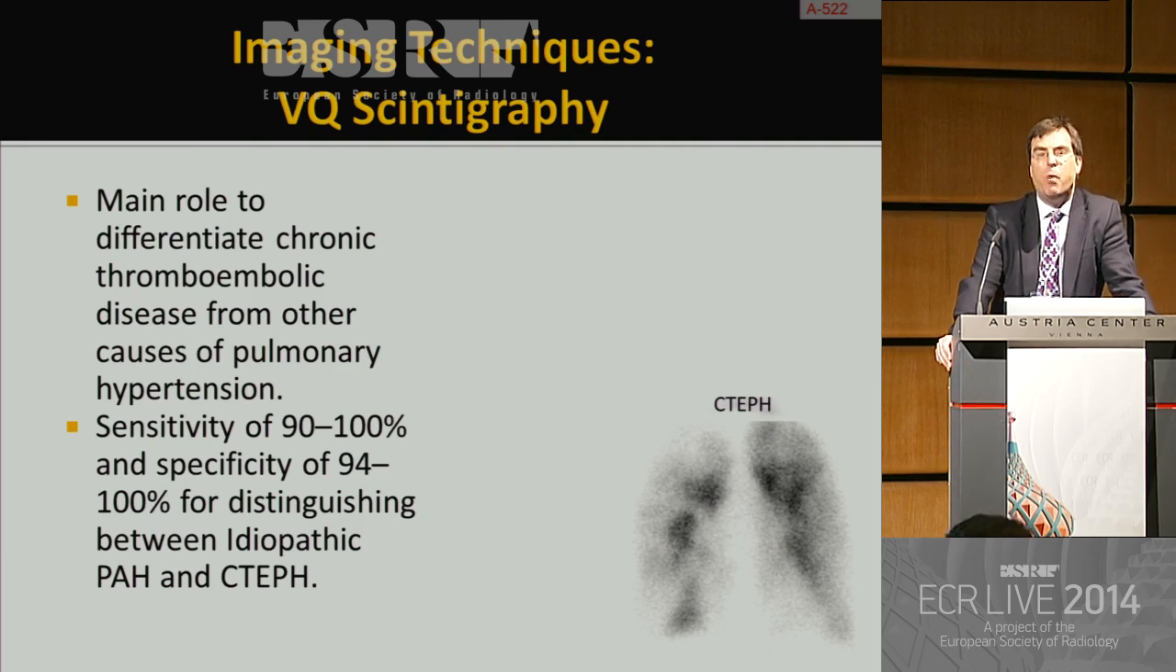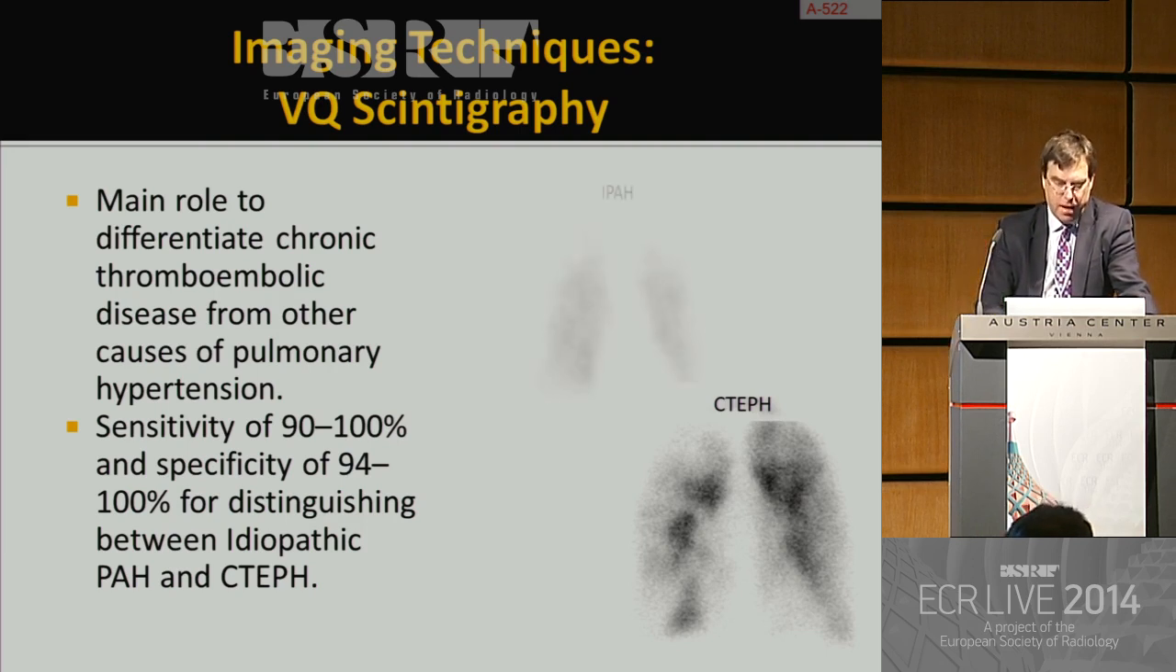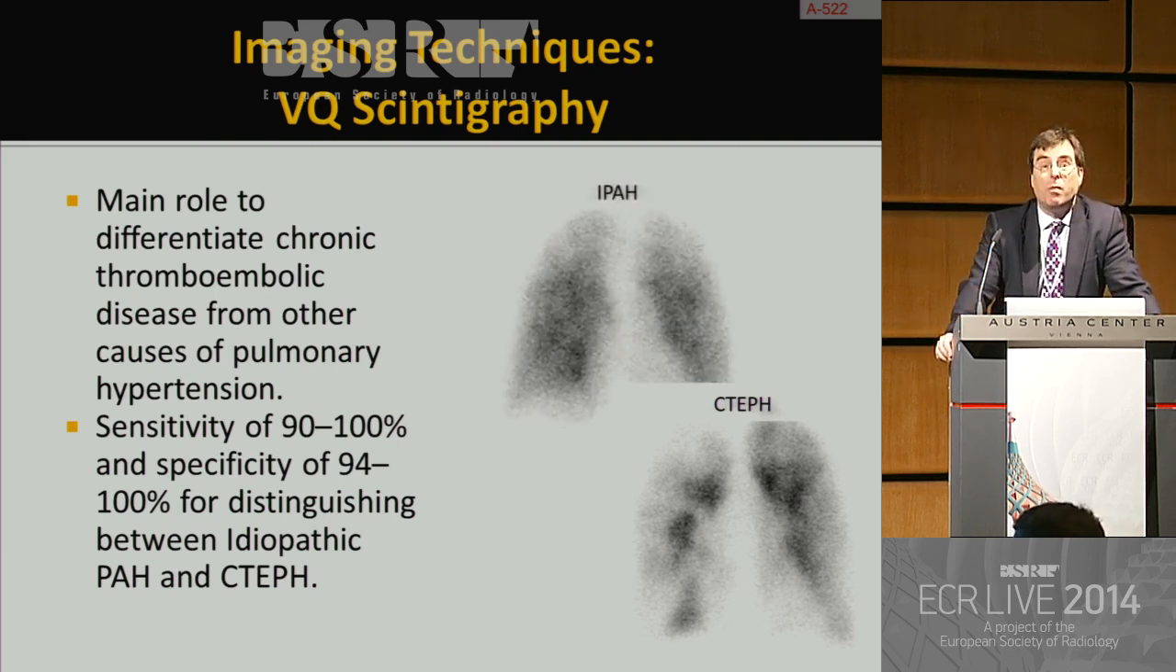VQ scintigraphy has been widely performed in this group of patients. Its main role is to differentiate chronic thromboembolic disease, as seen on that slide, from non-chronic thromboembolic disease. This patient has small vessel disease. You can see the perfusion's not totally homogeneous. It's slightly moth-eaten in its configuration, but doesn't have those wedge-shaped defects you see in the chronic thromboembolic patient. So VQ scintigraphy still plays a role in that differentiation, but I think you'll hear from the next two speakers that both CT and MR are reasonably good at making that differentiation.